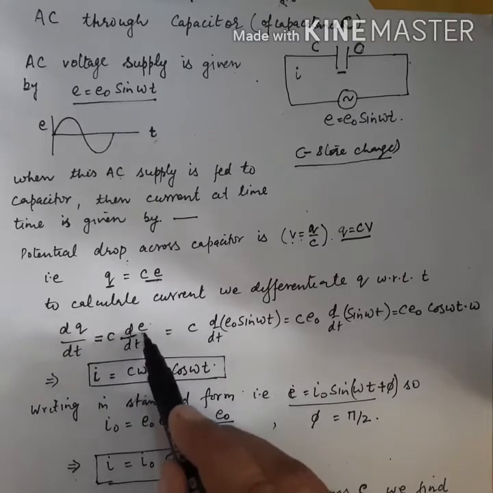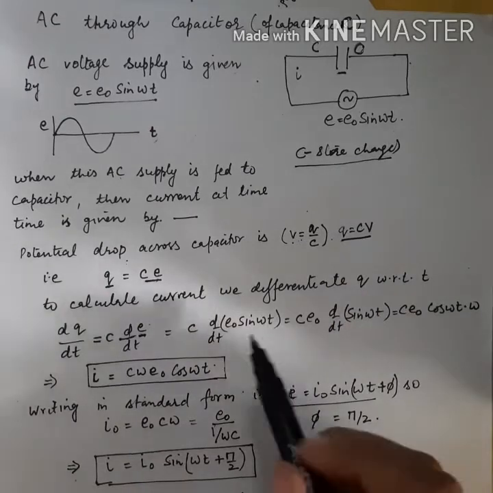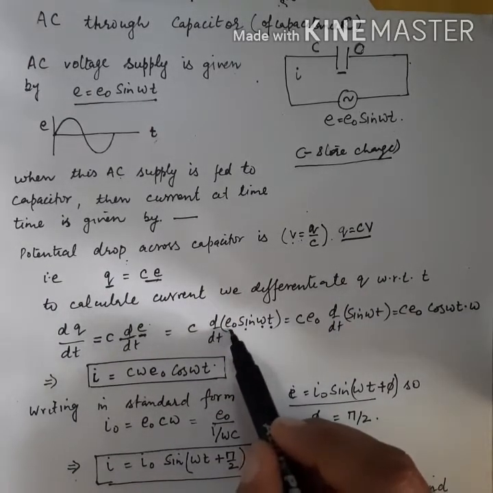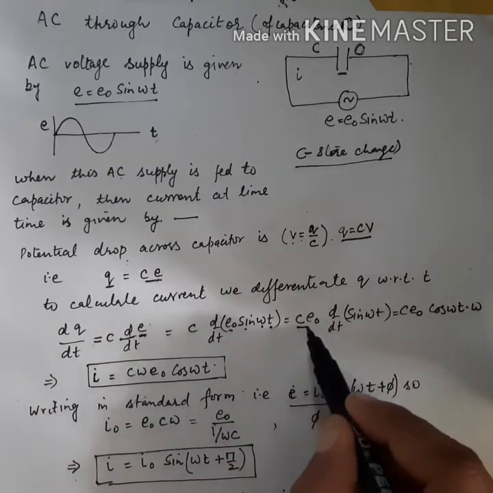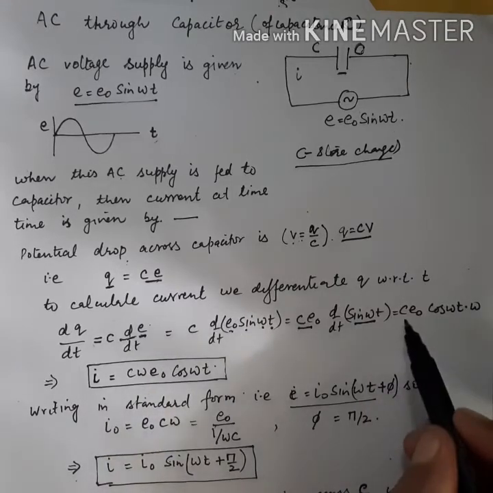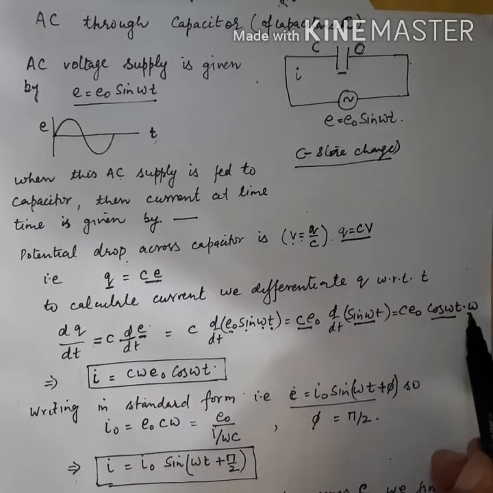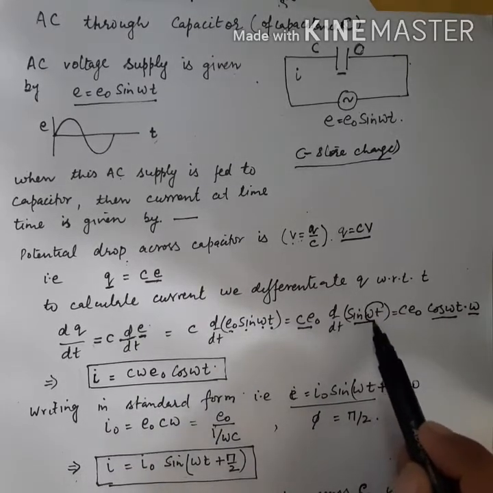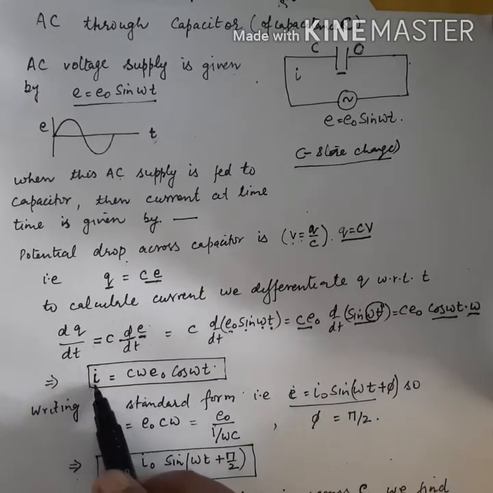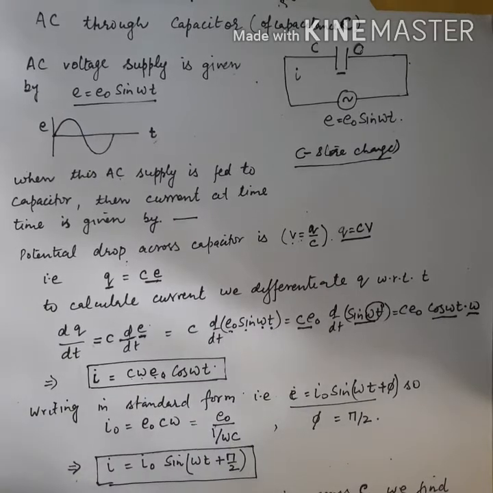Now put the value of E. We know that E is equal to E0 sin(ωt). The things which are constant, I will take outside, so C E0 and the differentiation of sin(ωt) is cos(ωt), and further the differentiation of ωt is again ω. So after solving it, we get I = Cω E0 cos(ωt).